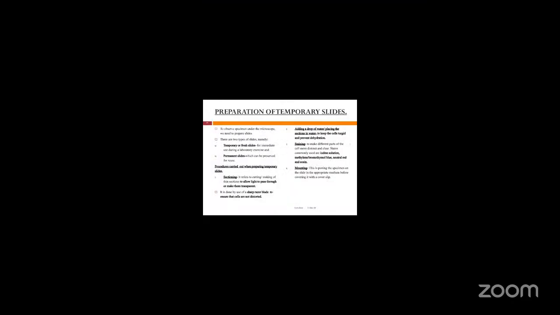Very good. So we can comfortably now move into something else. Preparation of temporary slides. Another area that is highly examinable. Now, what is a slide?